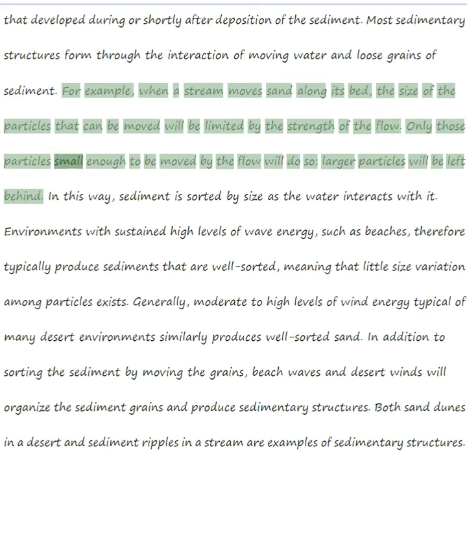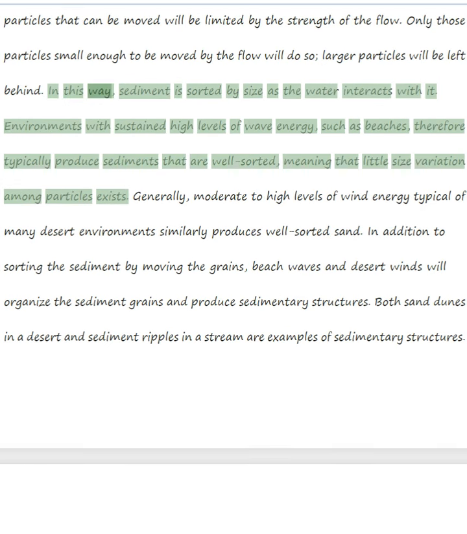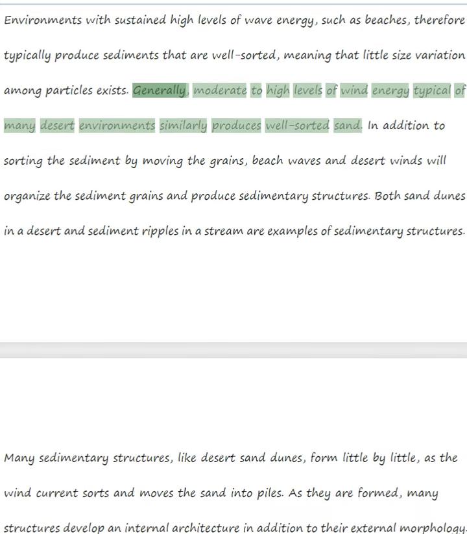Only those particles small enough to be moved by the flow will do so. Larger particles will be left behind. In this way, sediment is sorted by size as the water interacts with it. Environments with sustained high levels of wave energy, such as beaches, therefore typically produce sediments that are well sorted, meaning that little size variation among particles exists. Generally, moderate to high levels of wind energy typical of many desert environments similarly produce well-sorted sand.